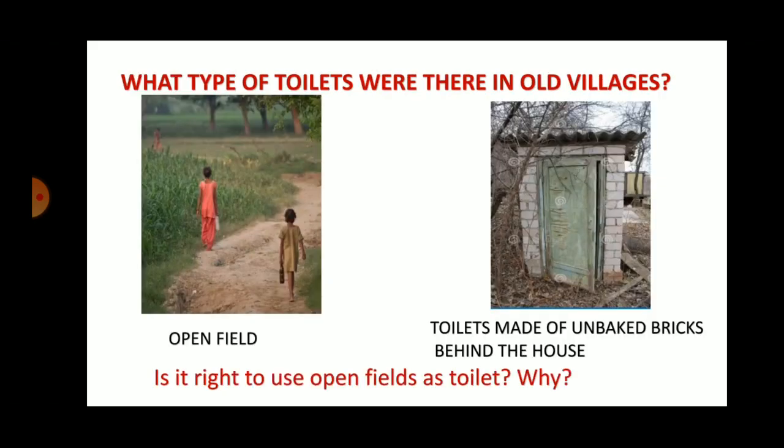What type of toilets were there in old villages? Look here, the picture of an open field. In old villages, people used to go to open field for toilet. Is it right to use open fields as toilets? No, because it can cause spread of various diseases. A few houses also had toilets made of unbaked bricks behind their houses.